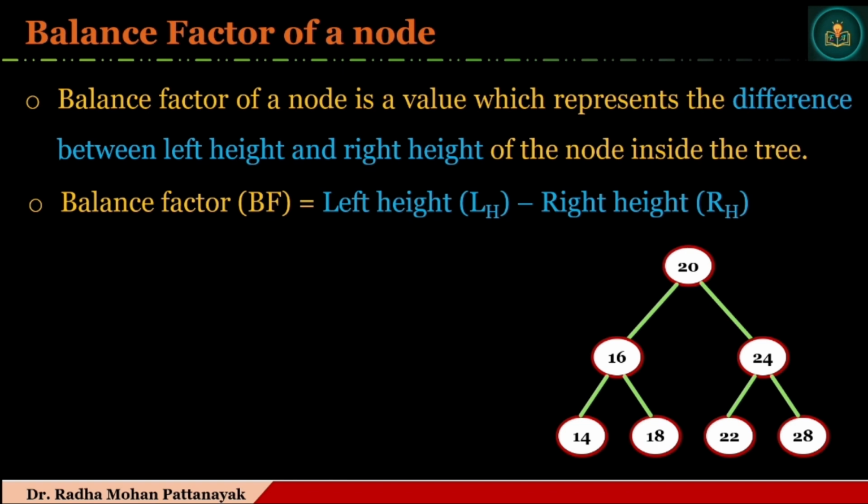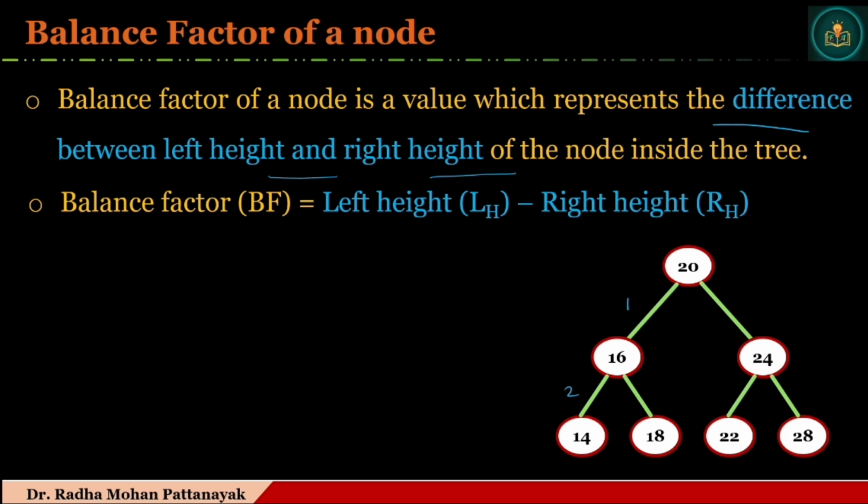So what exactly is the balance factor? Balance factor of a node is a value which represents the difference between left height and right height of a node inside the tree. So what is left height? The maximum path covered to reach the last leaf node from the respective node in the left side. That is called the left height of the node. Similarly, what is the right height of the node? The maximum path covered to reach the last leaf node from the respective node inside the right side. That is called the right height of the particular node.